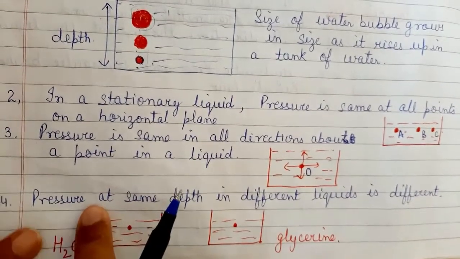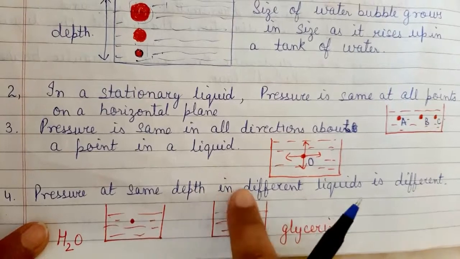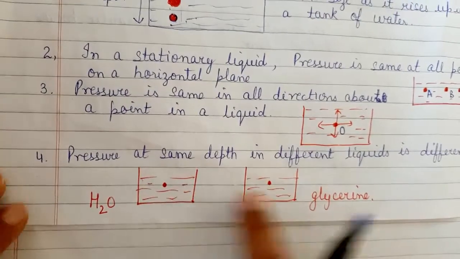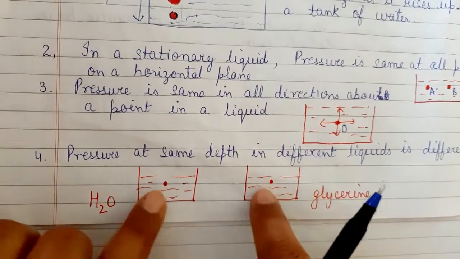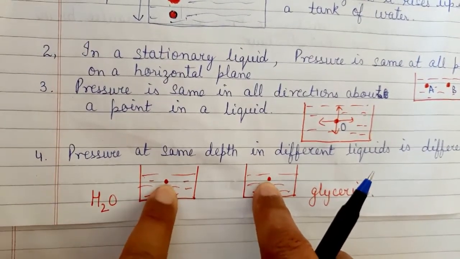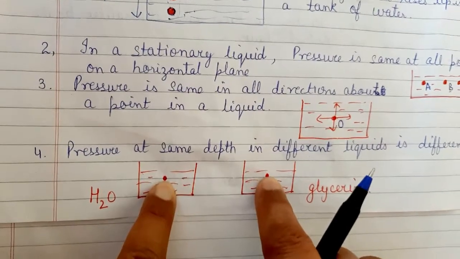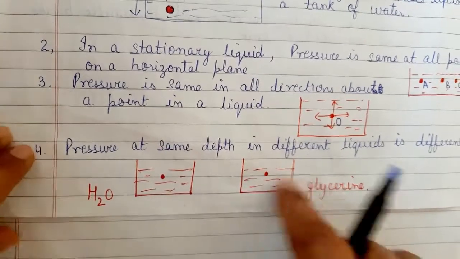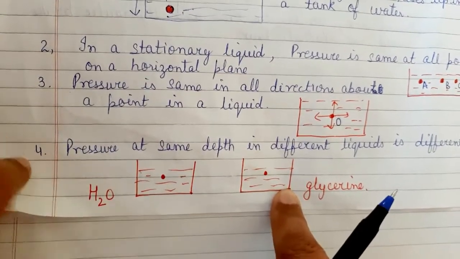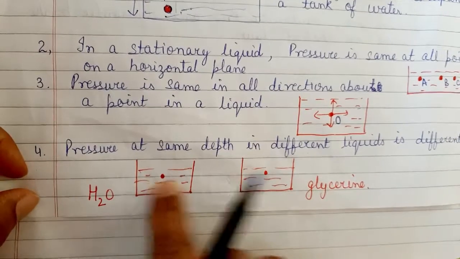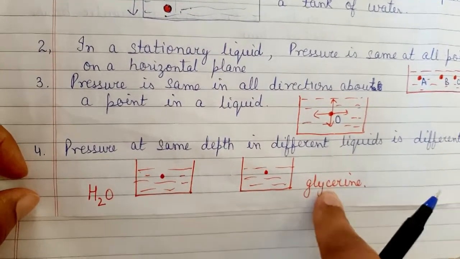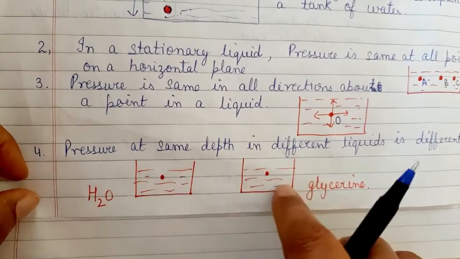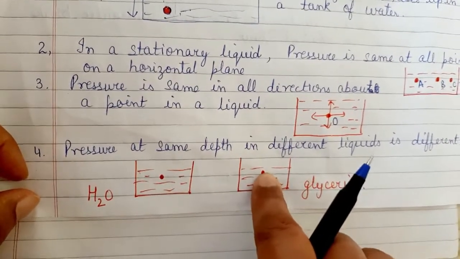Now we move on to the fourth law. Pressure at the same depth in different liquids is different. I have taken 2 different liquids here. One is water and the other is glycerine, and I have taken the position to be the same in both. These 2 points are at the same depth in both the liquids, but the pressure exerted on them will be different. Where is it going to be more? It is going to be more in glycerine because the density of the liquid is more. Density of glycerine is more than water. So therefore the pressure exerted at this point is going to be more.